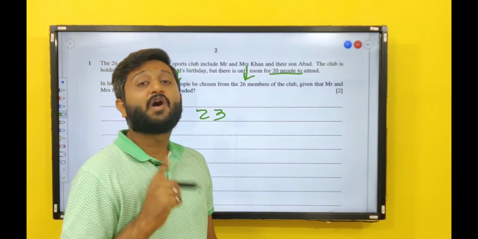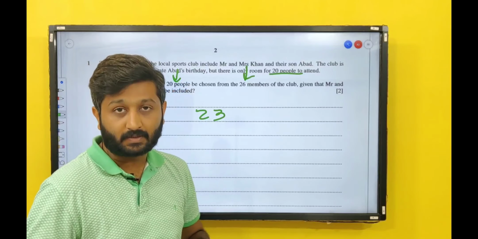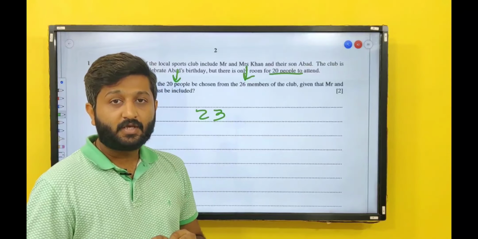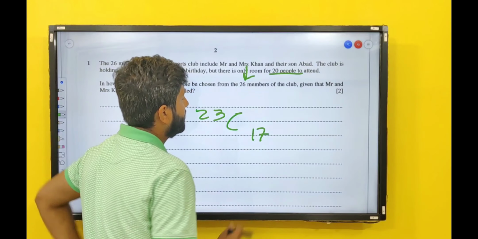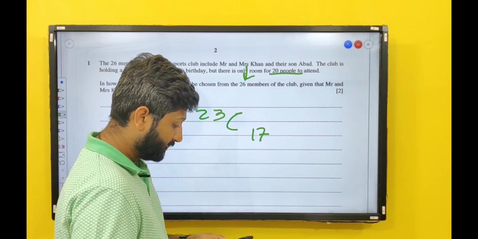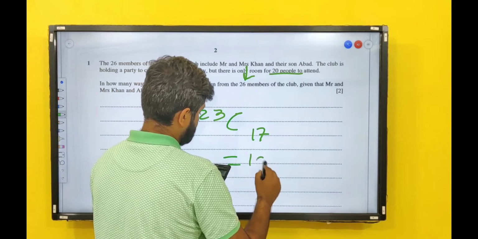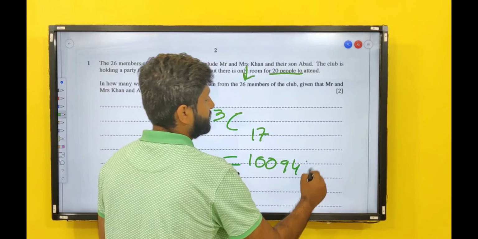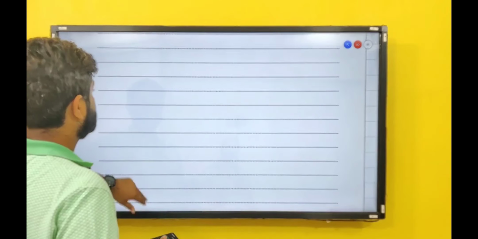And how many can you select? Because we want to give a party of 20 people, but 3 are already there, so we can only select 17 people. So the answer should be 23C17. 23C17 is 100947. This should be our answer. Let's move to the second question.